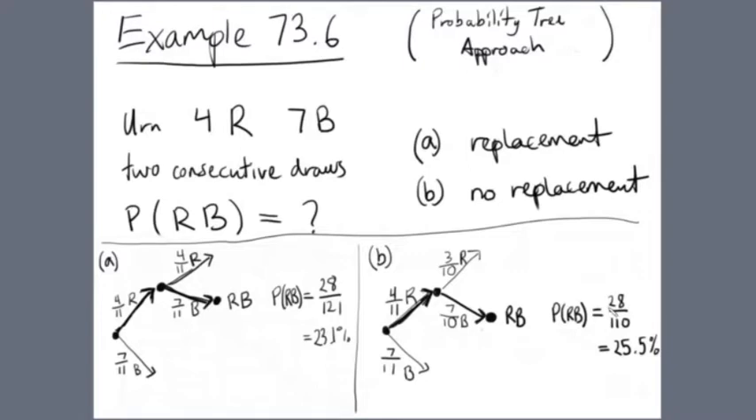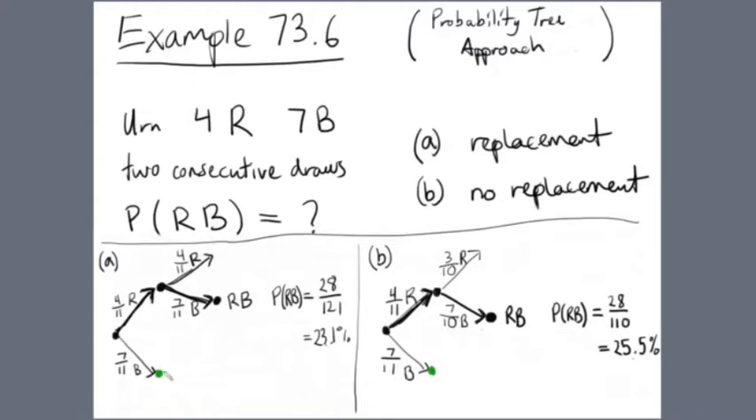So that's example 73.6. We're going to continue studying this, but just know that the question has been answered. Here are the probabilities that we're looking for, part A and part B. But just to emphasize what an independent event is versus a dependent event, we're going to take a quick look at what would have happened if we finished these trees out. So we're going to finish each of these trees. So we'll start with replacement.